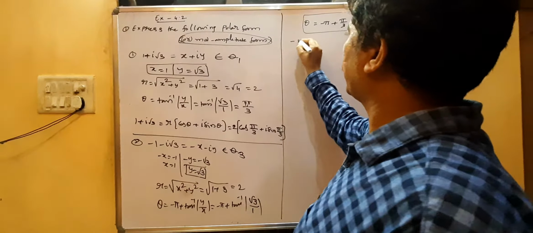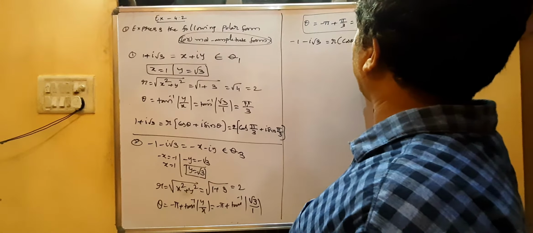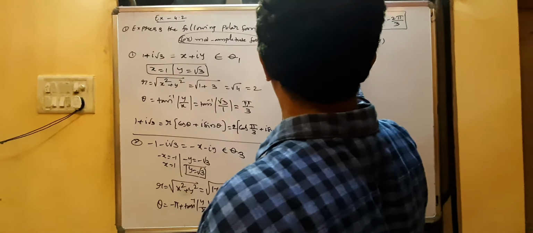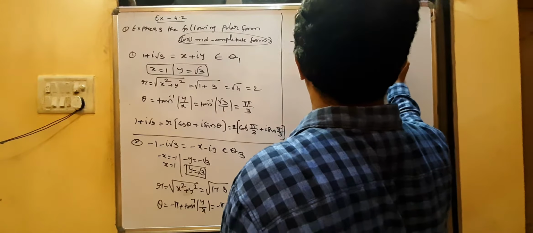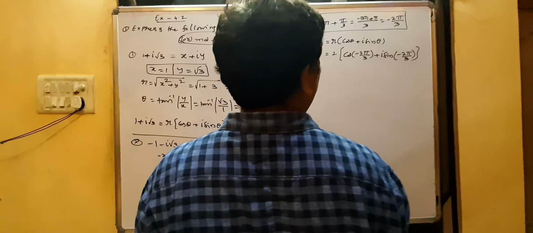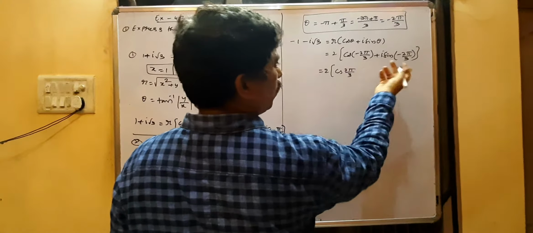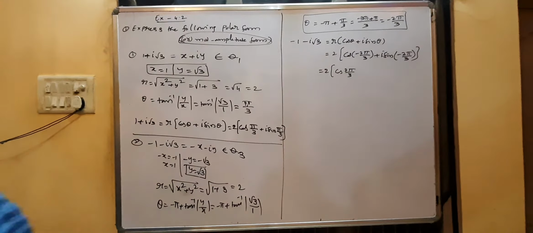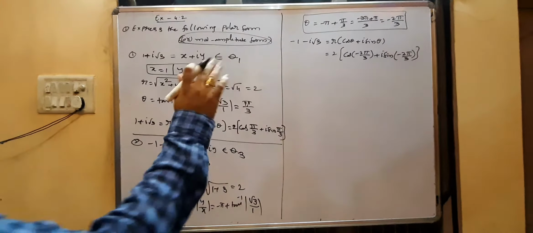Then minus 1 minus i root 3 equals r into cos theta plus i sin theta. The r value is 2. Cos of minus 2 pi by 3 plus i sin of minus 2 pi by 3. Cos of minus theta is plus cos theta, and sin of minus theta is minus sin theta, so you get cos theta minus i sin theta. Otherwise you can leave it like that. Not necessary, up to that you have to stop.